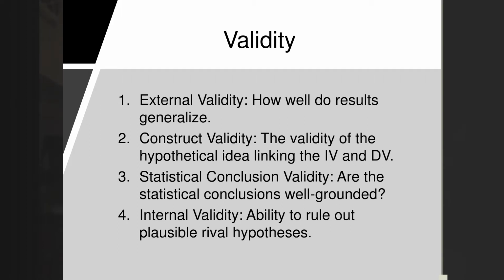Construct validity gets at how well the measures we have get at the construct we're interested in. So if we have a measure of depression, how well does that measure of depression really get at the construct of depression? Statistical conclusion validity is just, are the stats properly used? Are they interpreted well, etc. So we'll get into more of that the second half of the class. And then the final one is internal validity, and that's what we're really going to focus on today.